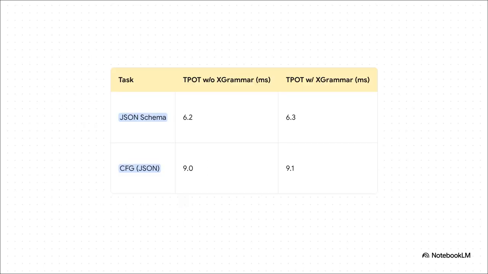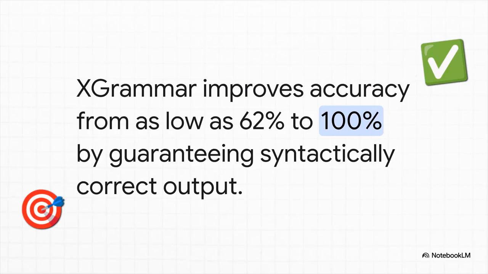And maybe the best part of all, when you actually plug this into a real-world LLM system, the overhead is basically zero. The time it takes per token is almost exactly the same with or without XGrammar. So you get all the benefits of perfect structured output for essentially free. It costs you nothing.